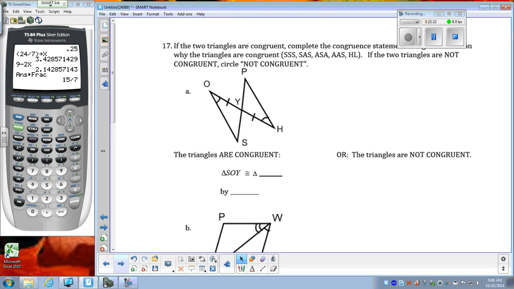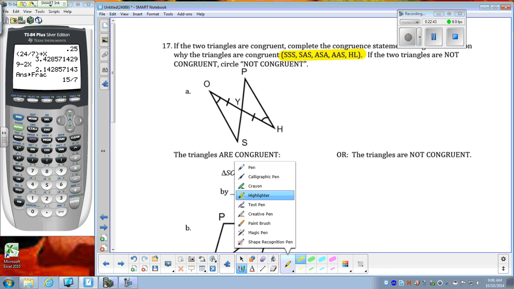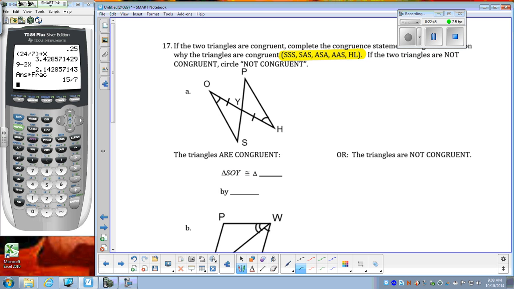Now I get to my favorite part: how to show that two triangles are congruent. Remember, I can only use one of these. Those are the only ways to prove triangles congruent. If I don't have one of those, I don't have any congruent triangles. All right, so let's look at what I have.